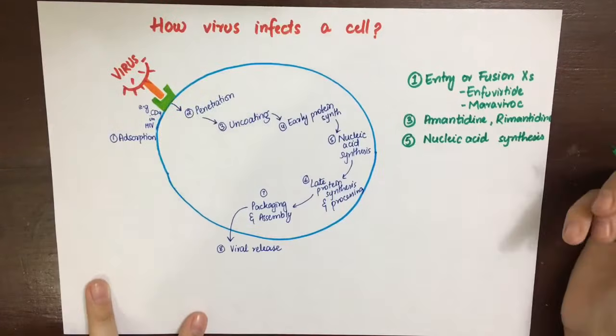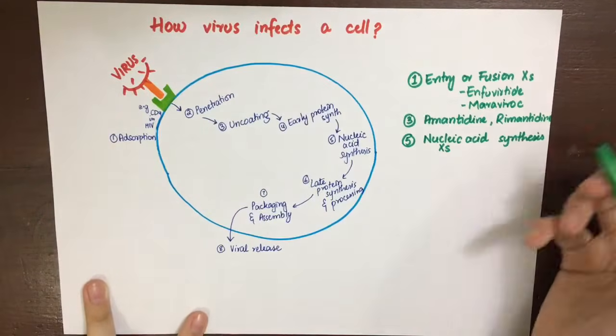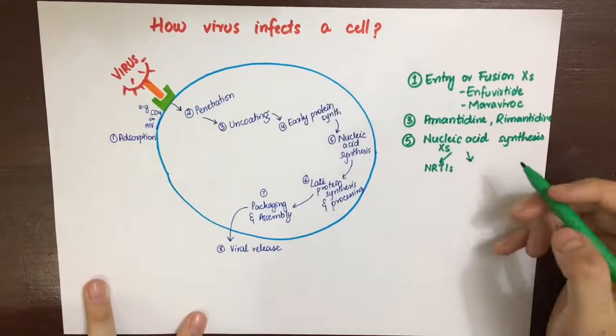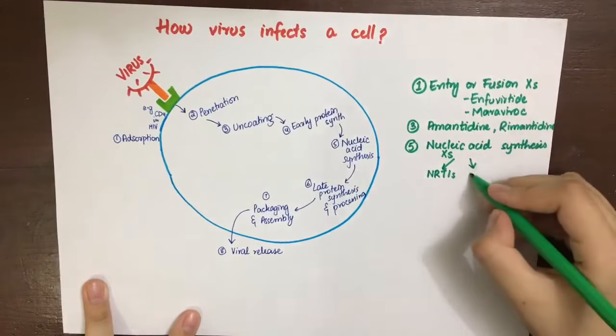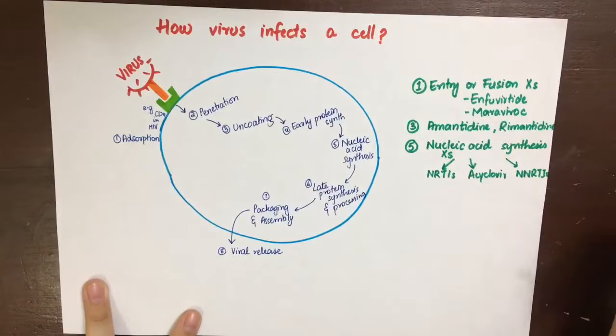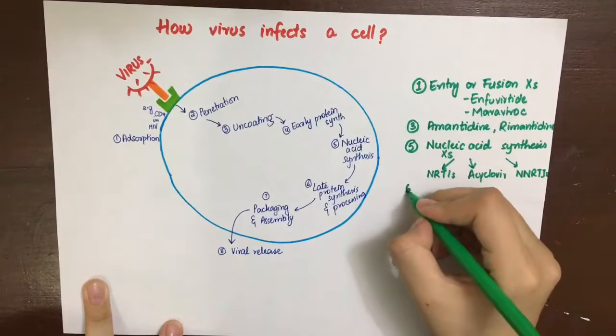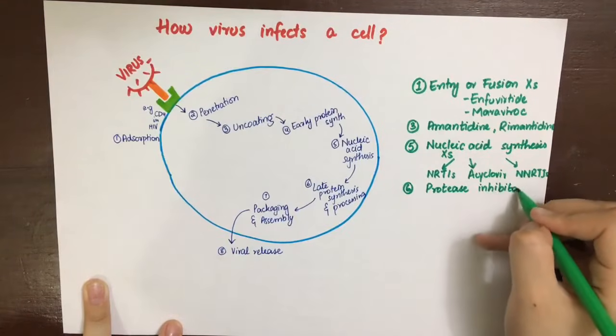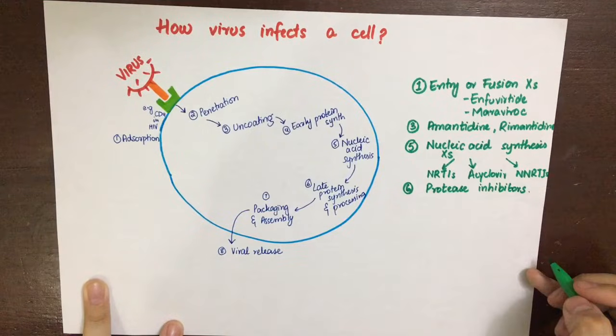Next are the nucleic acid synthesis inhibitors, which can be divided into the nucleoside reverse transcriptase inhibitors, the non-nucleoside reverse transcriptase inhibitors, and two other drugs, which are acyclovir and foscarnet. The late protein synthesis and processing of the protein can be inhibited by protease inhibitors. And lastly, the packaging and assembly leading to the viral release will be blocked by neuraminidase inhibitors such as oseltamivir and zanamivir.